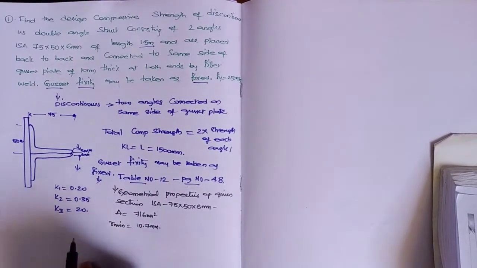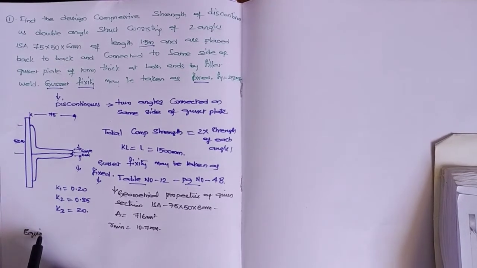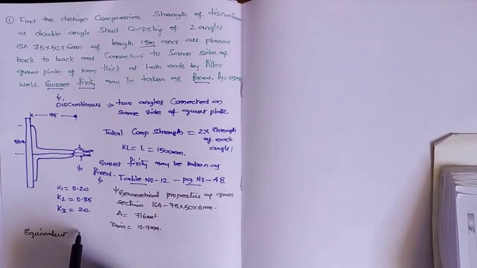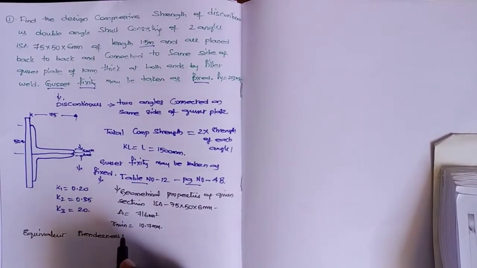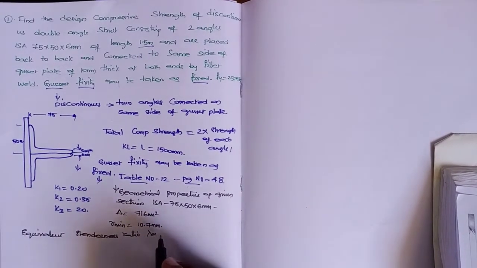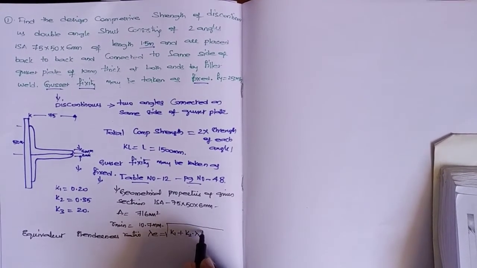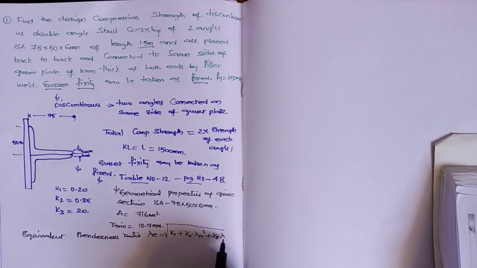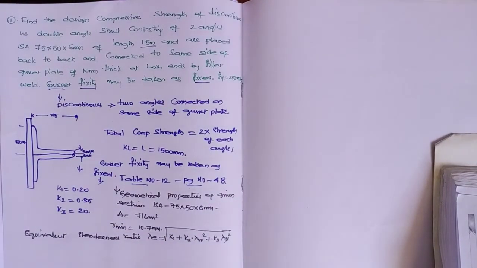Now what is the formula? That is equivalent slenderness ratio, lambda E is equals to under root of K1 plus K2 into lambda vv square plus K3 into lambda phi square. This is the formula.